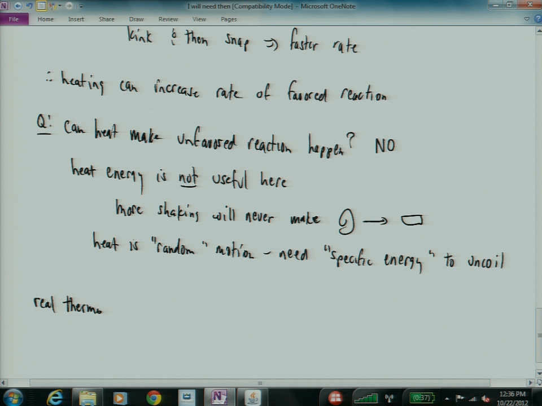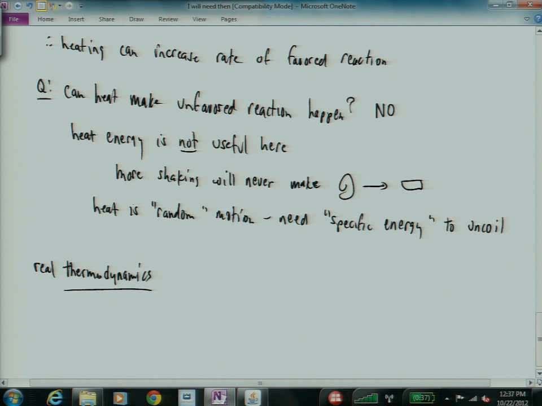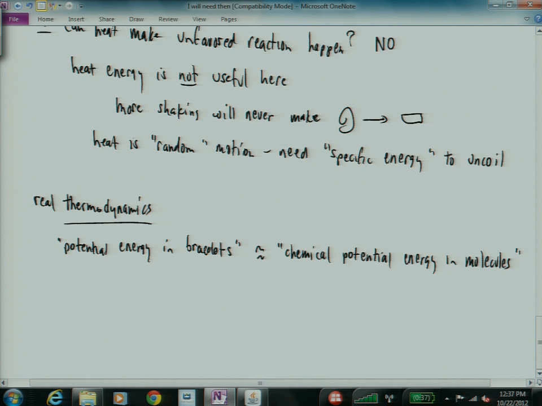So real thermodynamics potential energy in bracelets is analogous to chemical potential energy in molecules. I've been talking like that, but to be really clear about that.